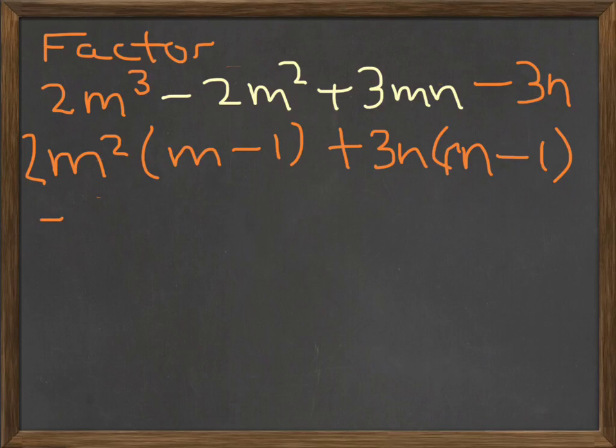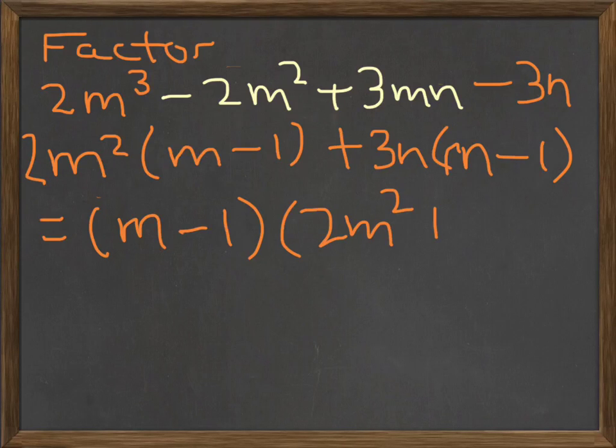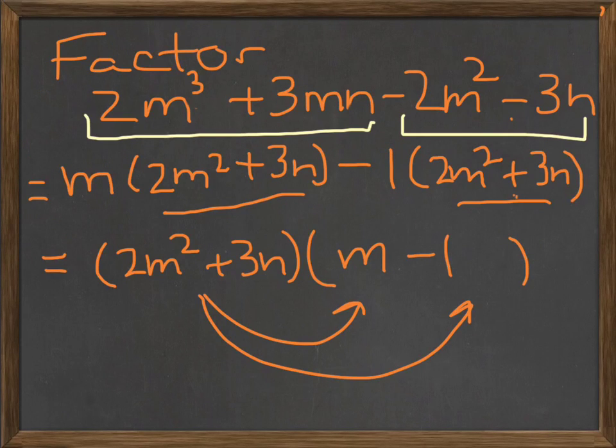I've got that common factor of m minus 1. I can factor that out, and I'm left with m minus 1 times 2m squared plus 3n. So m minus 1 is one factor, 2m squared plus 3n is a factor when we do it this way. When we look back at what we did before, m minus 1, 2m squared plus 3n.